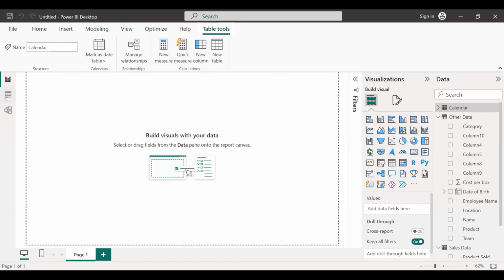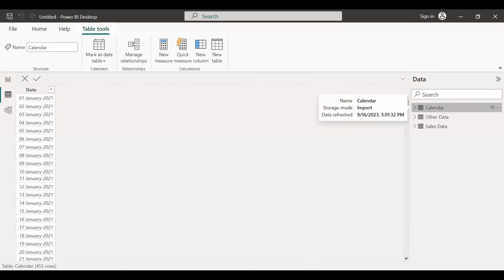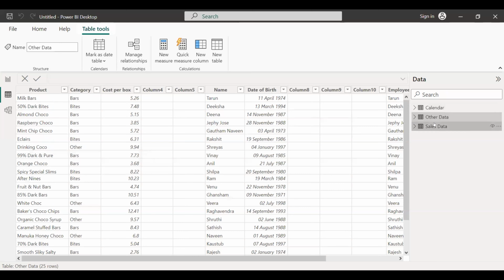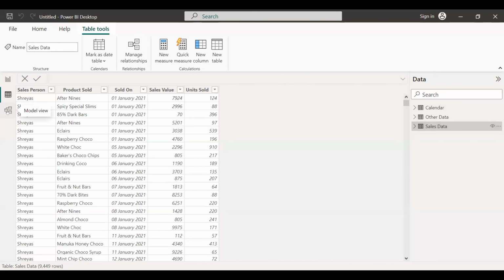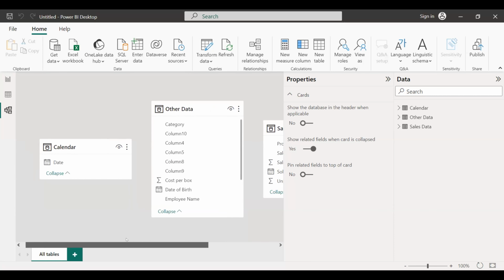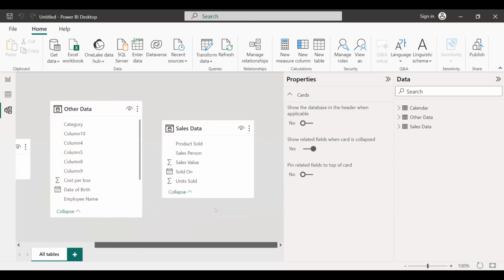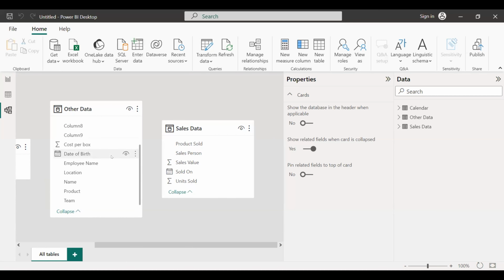And table view, the data which we imported is shown here. This is the calendar data, other data and sales data. And the last one is the model view, where we give a relationship between the tables. And these are the three tables which we imported: calendar table, other data, and sales data.